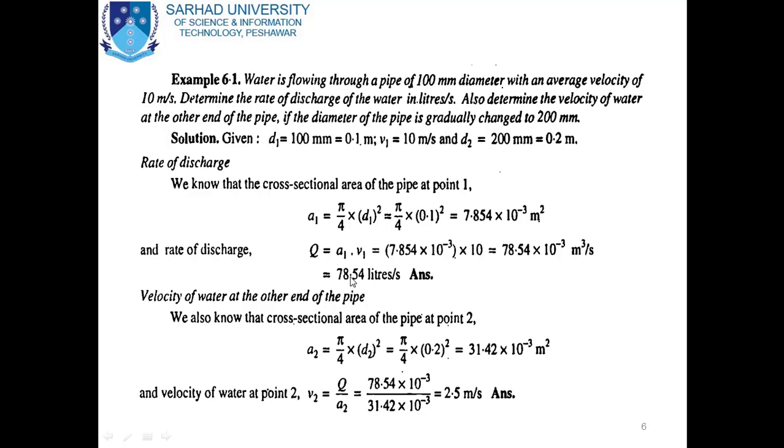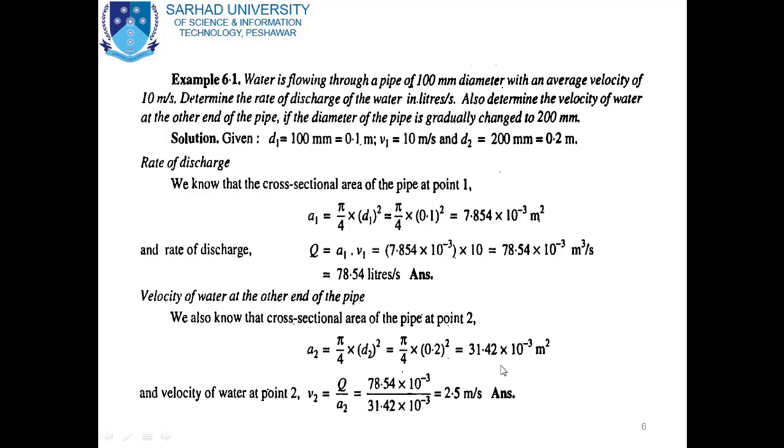Now we have to find the velocity at the other end of the pipe. For finding the velocity at the other end of the pipe, we also know that the cross-sectional area of the pipe at point 2, A2, is equal to pi by 4 into D2 square. The D2 value is already given, so put the value of D2 and you will get the area of the pipe at point 2, which is A2 equal to 31.42 into 10 to the power minus 3 square meter.